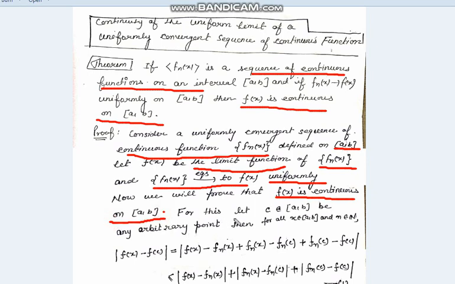So for this, let c belonging to the closed interval [a, b] be an arbitrary point. If f(x) is continuous at that point, and because c is an arbitrary point, we can say f(x) is continuous throughout the domain. So that's why we take an arbitrary point c in the closed interval [a, b].